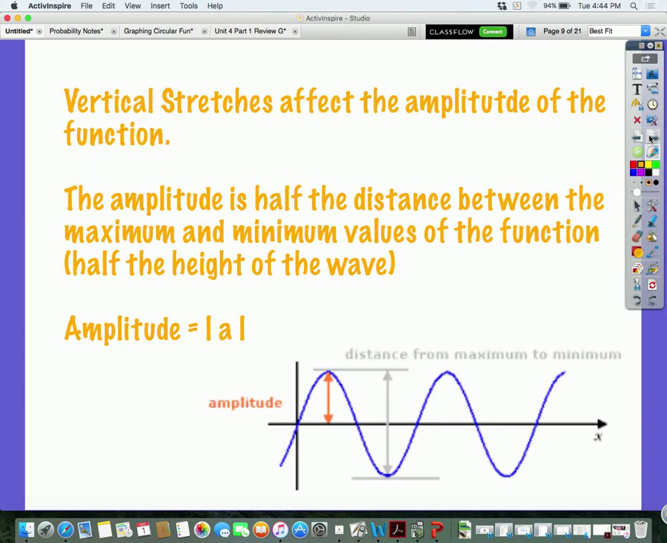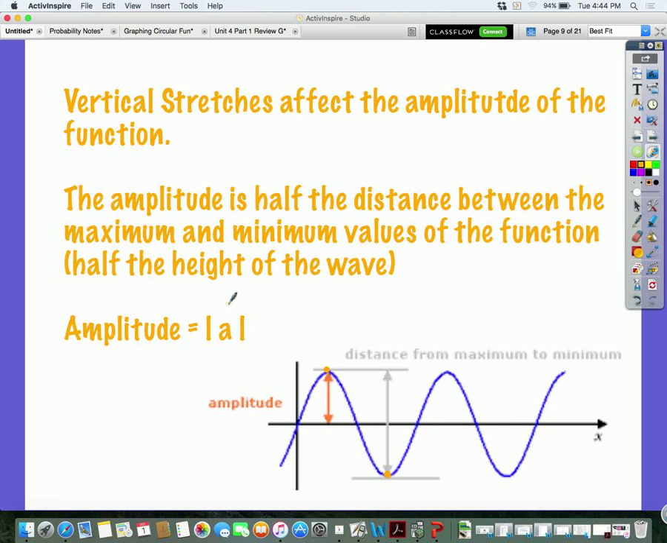So in this diagram you have here, this orange line represents the amplitude. It's basically half of the wave. So the full wave goes from being up here to down here, and half of that distance is your amplitude. Okay? So if you can figure out what the max value and the minimum value are, add them up, divide by 2, and you have your amplitude.